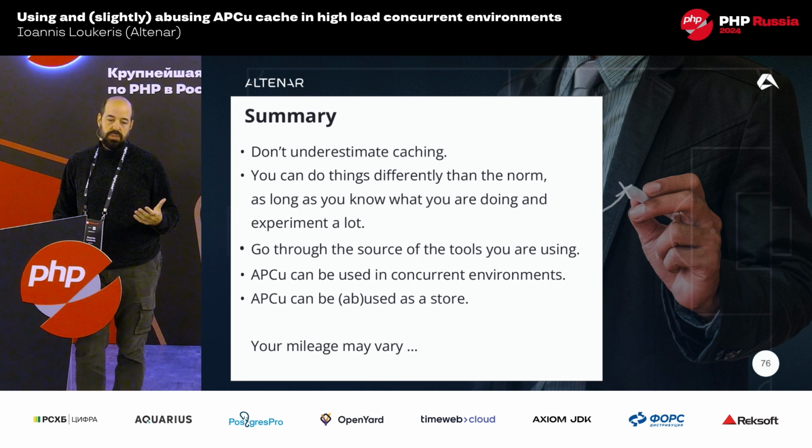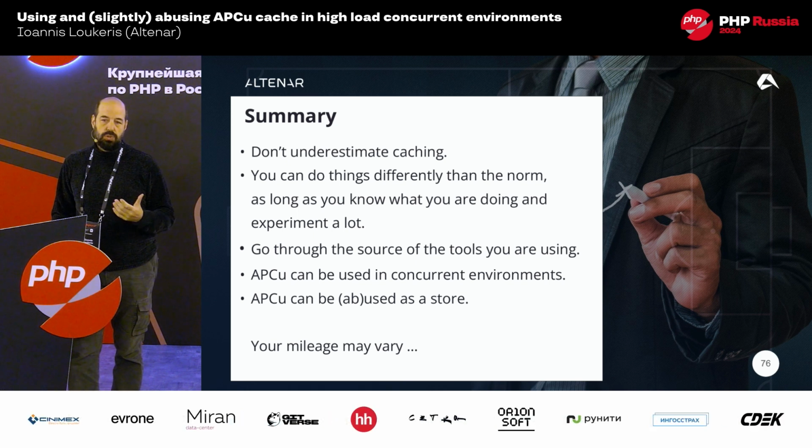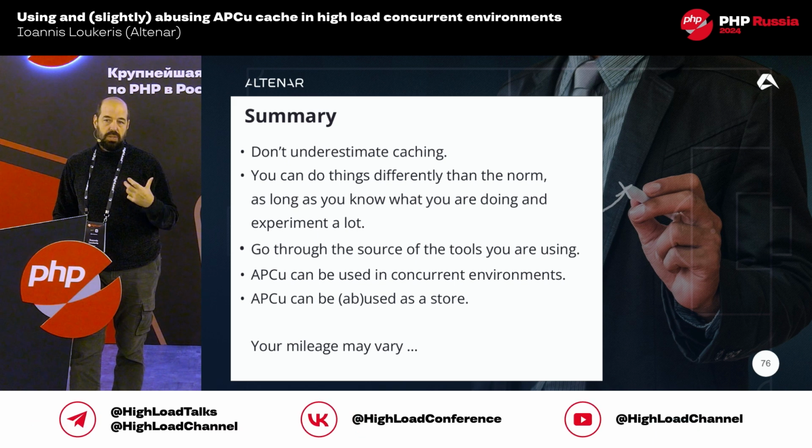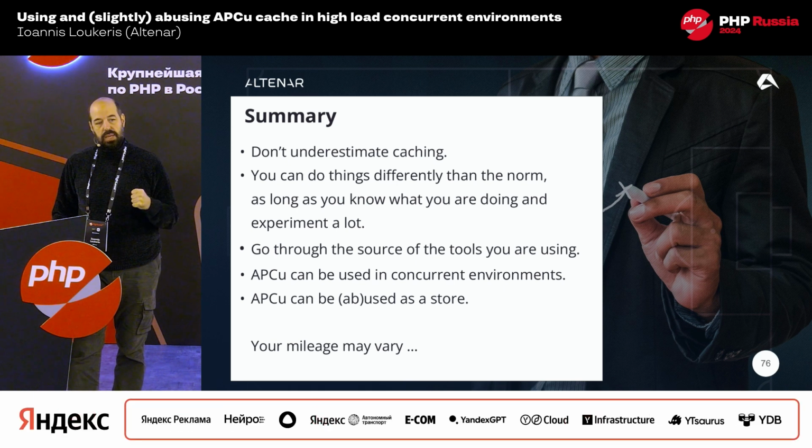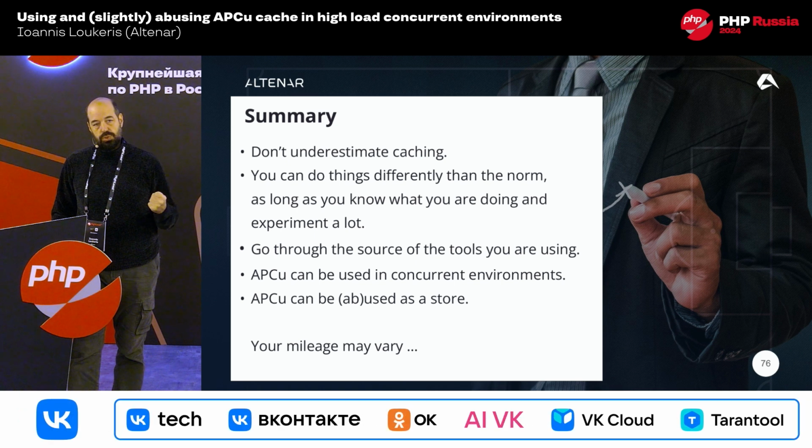APCu, with all these things that we said, can be used in concurrent environments and can actually yield significant results. APCu can be abused as a store, but I would actually not recommend doing this because what you get back is not really that worth it.